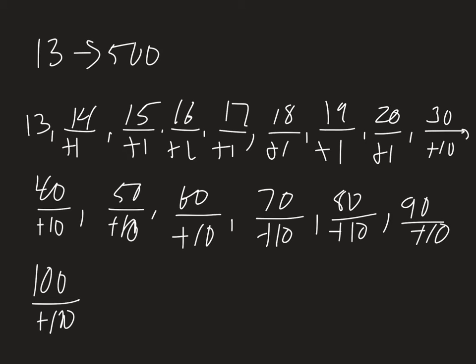Okay, so let's do a quick count on. From 13, we go 14, 15, 16, 17, 18, 19, 20. So we've completed step one here. Next, we count by tens, step two. 30, 40, 50, 60, 70, 80, 90, 100. So now we move on to step three, where we count up by 100s.